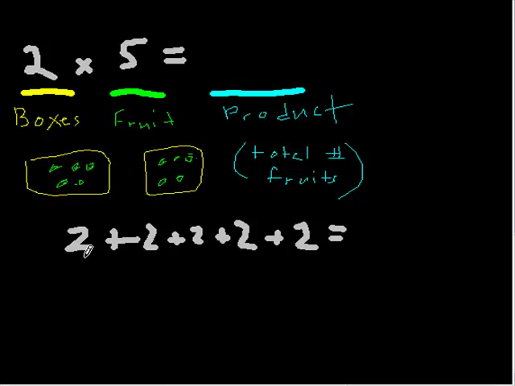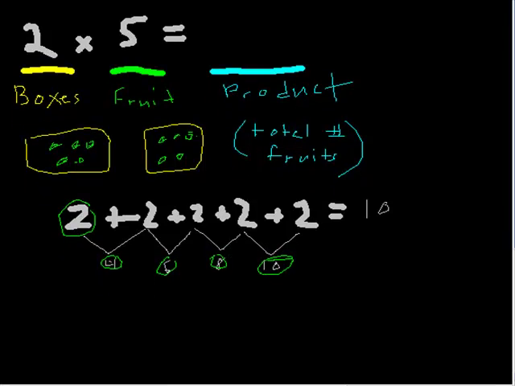Well, I know that 2 plus 2 is 4, plus 2 is 6, plus another 2 is 8, plus my final 2 would equal 10. And if you notice, starting from 2, all I've done is skip counted by 2 all the way to 10. 2, and skip count another 2, all the way up to 10.